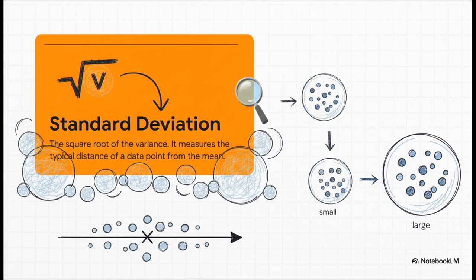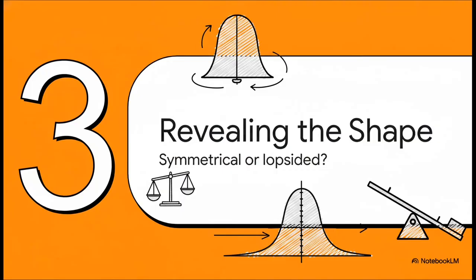A small standard deviation means everything is packed in tight. A large one means the data is really spread out. Okay, awesome. We've got the center, we've got the spread. Time for our third clue, which is all about the overall shape of our data.